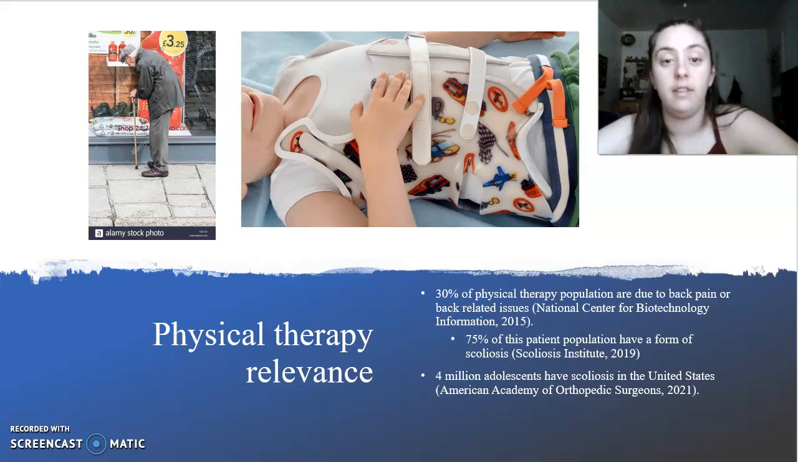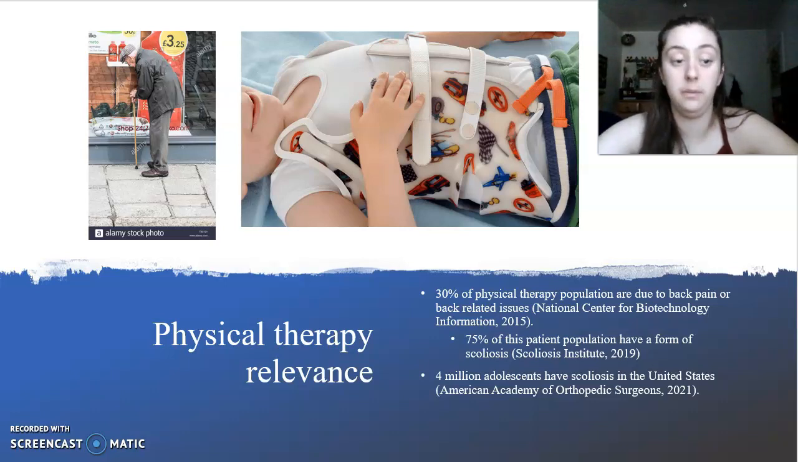The relevance of this disease to physical therapy is that 30% of the population that comes to physical therapy is solely due to back pain. Of this 30%, 75% of the population has a form of scoliosis that has not been treated or was not treated sufficiently. 4 million adolescents have scoliosis in the United States. That is a large contributor for an increase in adulthood population of back pain. If we can treat the disease at a younger age, there's going to be a decrease in the amount of people that we will be seeing with back pain in adulthood.